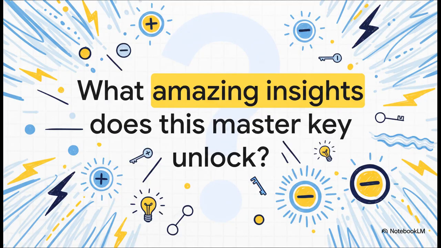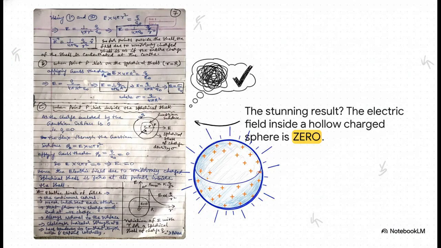I know this might still sound a little abstract, but trust me, when you start using this master key, it unlocks some truly amazing and sometimes totally weird things about how our universe works. Let's look at one of the most famous results. So let's use the key. Imagine you've got a hollow metal ball, and you cover its surface evenly with electric charge. Now, what's the electric field like inside that hollow ball? You'd think it would be crazy in there, but Gauss's law gives us a stunningly simple answer. It's zero. Absolutely nothing. Nada.